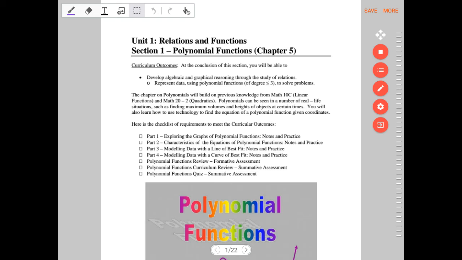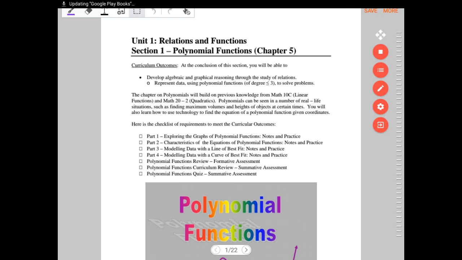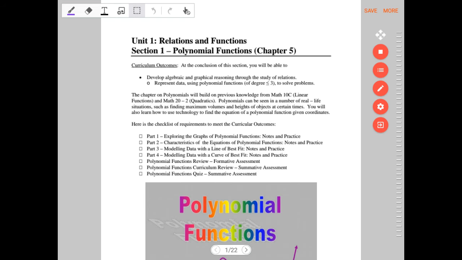The chapter on polynomials will build on previous knowledge from Math 10C, linear functions, and Math 20-2, quadratics. Polynomials can be seen in a number of real-life situations, such as finding maximum volumes and heights of objects at certain times. You will also learn how to use technology to find the equation of a polynomial function given coordinates.